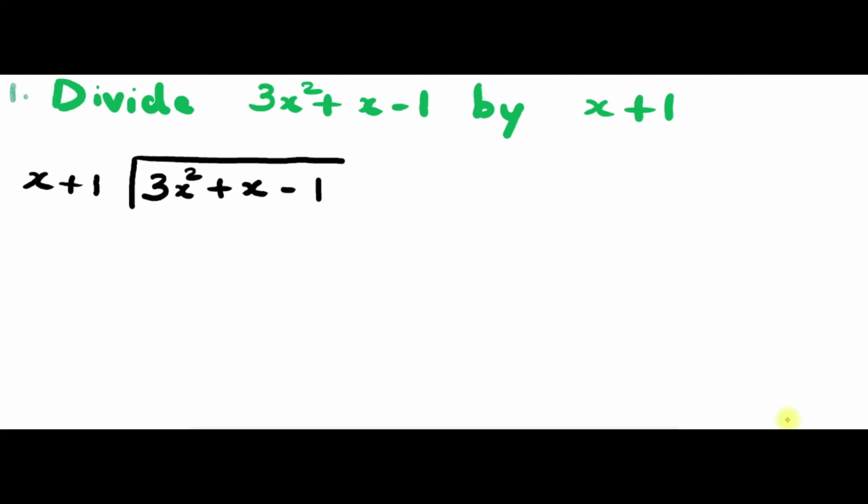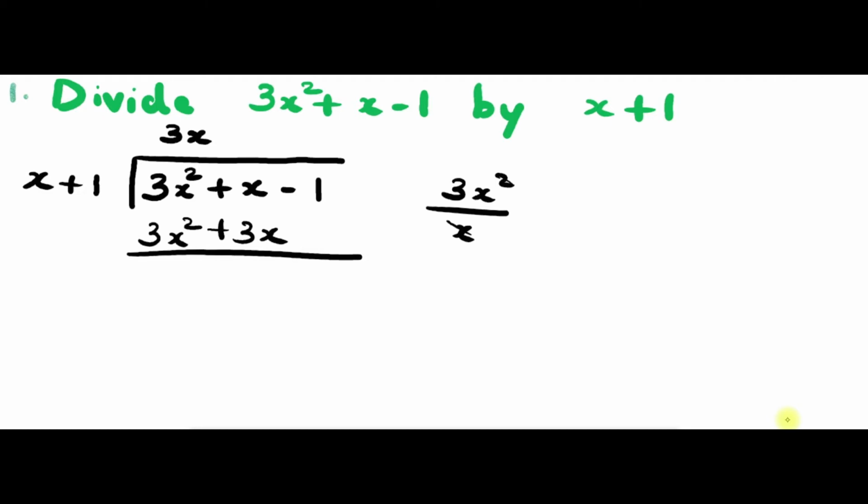First I am going to divide this 3x square by this x. So 3x square by x, I will be getting it as 3x. I am writing this 3x here. Then I am going to multiply this 3x with this x plus 1. So 3x into x will give you 3x square. 3x into 1 will give you 3x. Then 3x square minus 3x square will give you 0. x minus 3x, that is minus 2x.